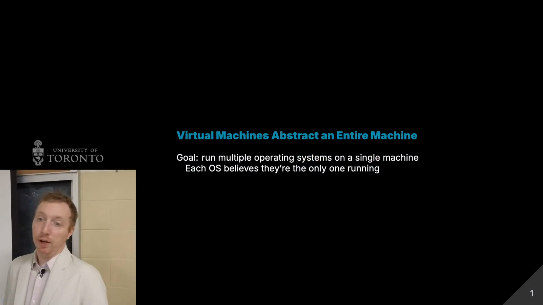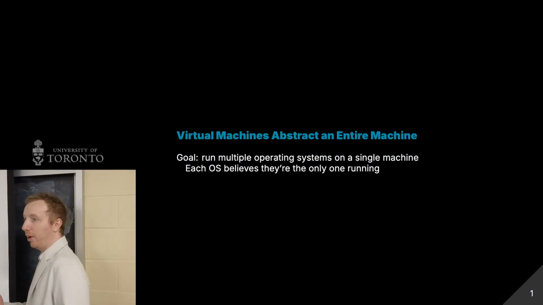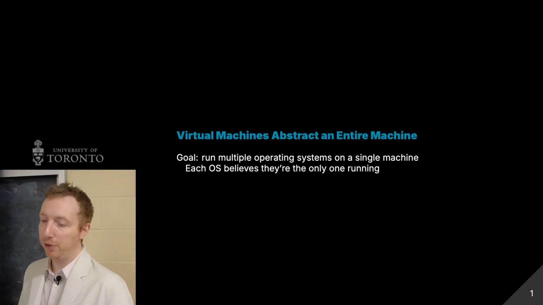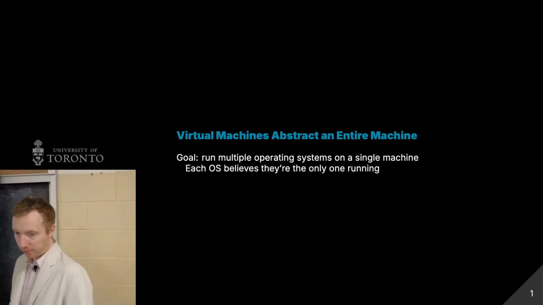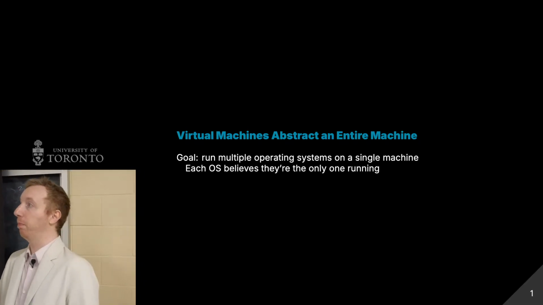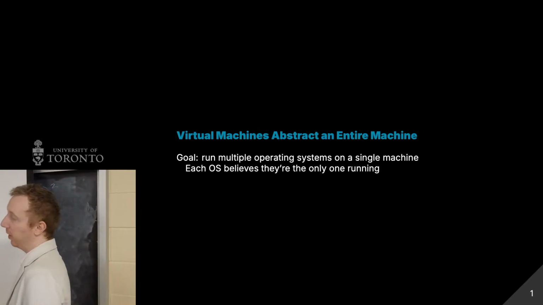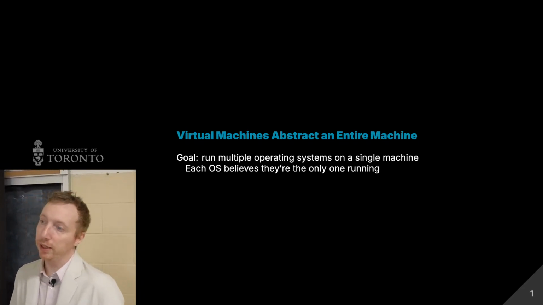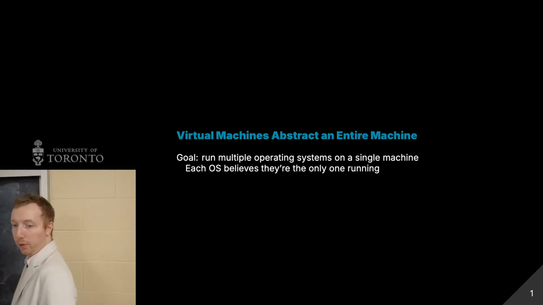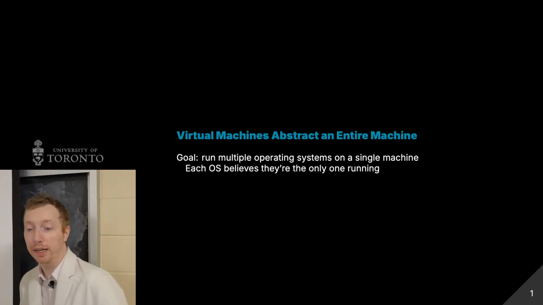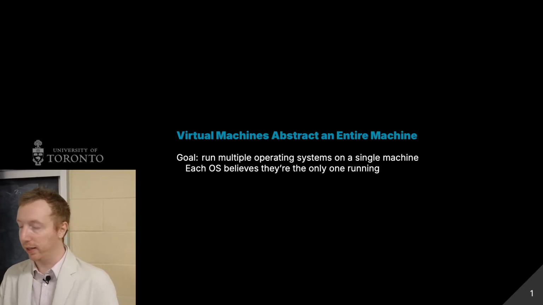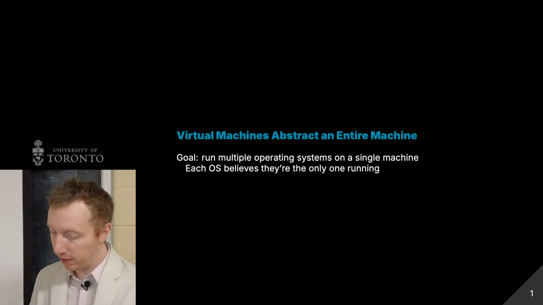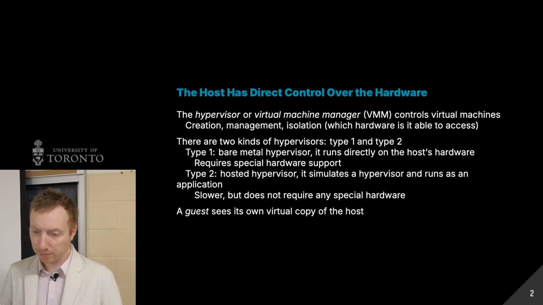So virtual machines, like processes abstract running a program, virtual machines abstract an entire machine. So instead of running multiple programs on the same computer, our goal here is to run multiple operating systems on the single physical machine. And because they're virtual machines, of course, each operating system believes they are the only one running. They cannot see anything else. They believe they have sole access to all the memory, all the hardware, and everything like that.